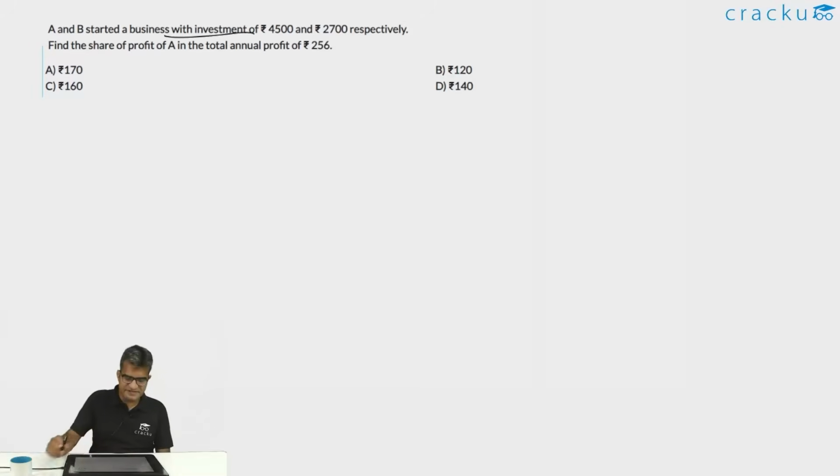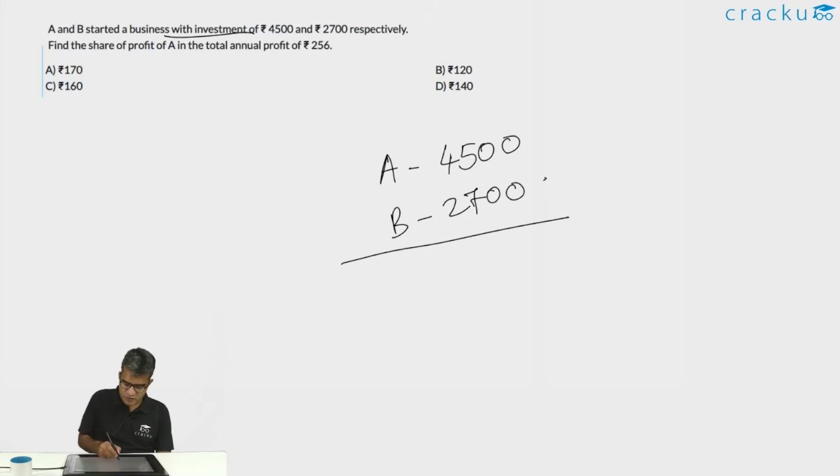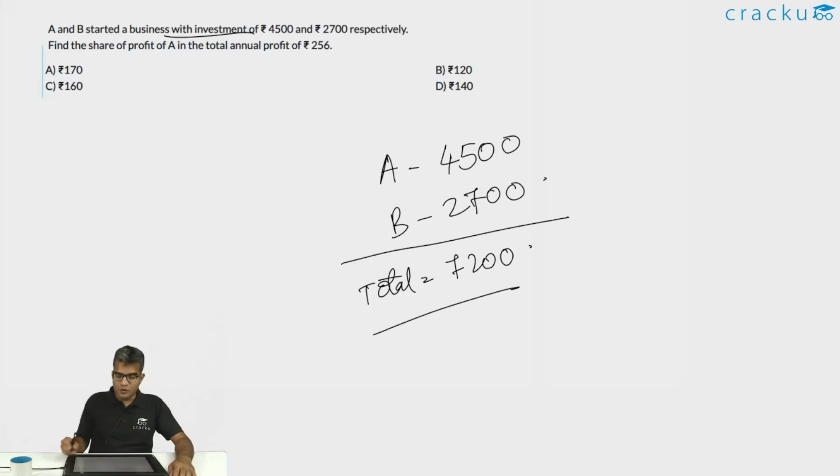A and B started a business with an investment of 4,500. This is A's investment, and B invested 2,700. So what is the total investment? The total investment is the sum of these two, which is 4,500 plus 2,700, which is 7,200. The total profit is 256. Out of which, what is the share of A?